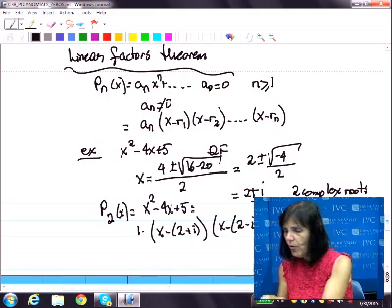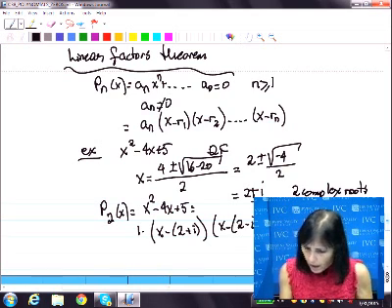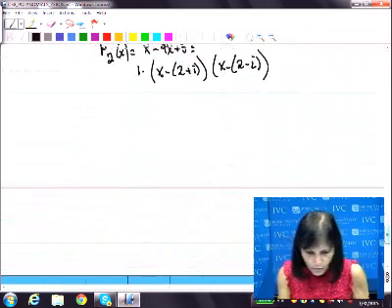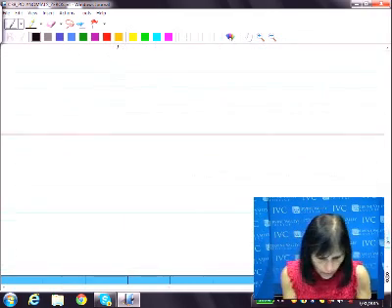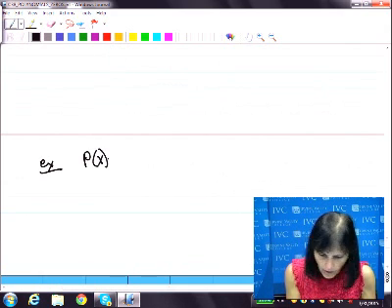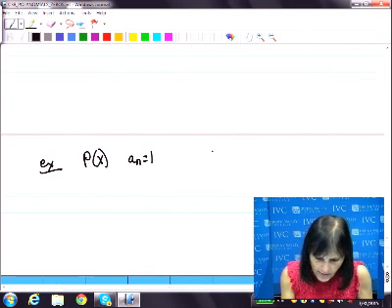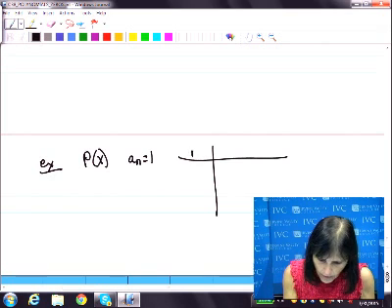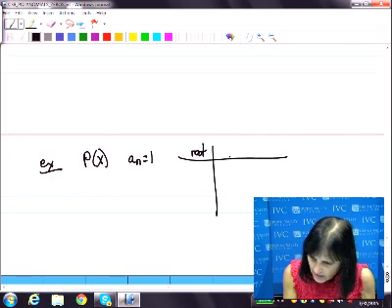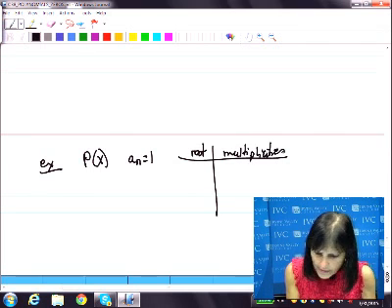They may give you something like this. They may say, okay, can you write, here's another example, and I'm going to use another word as well. Can you write a p of x with the leading coefficient of 1, and it has these following roots, with these following multiplicities? Okay, what does that mean?